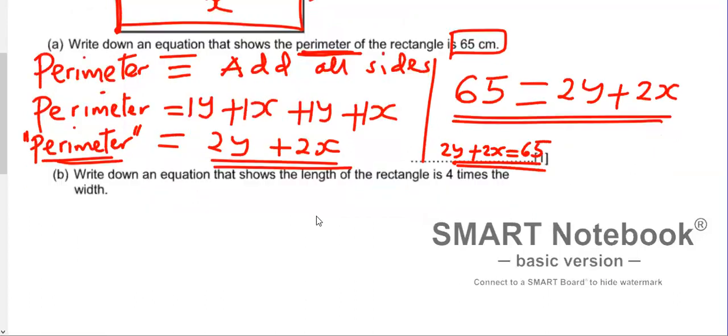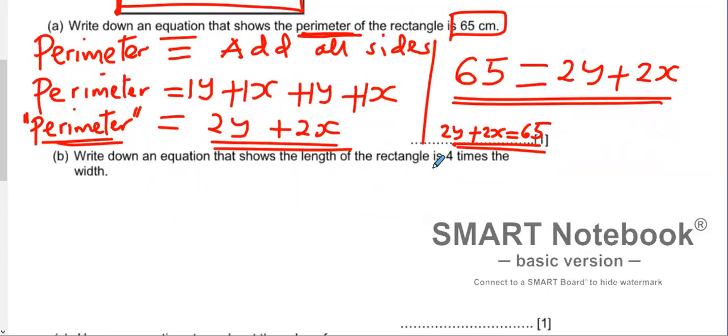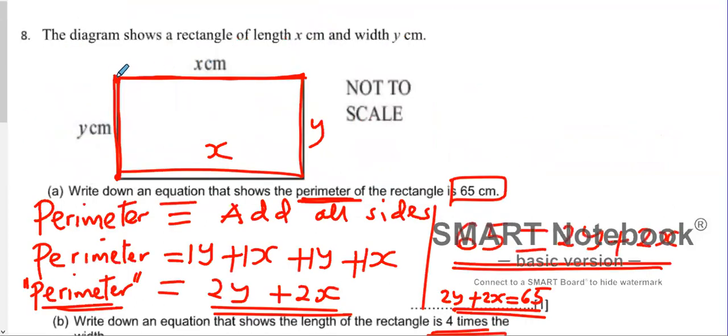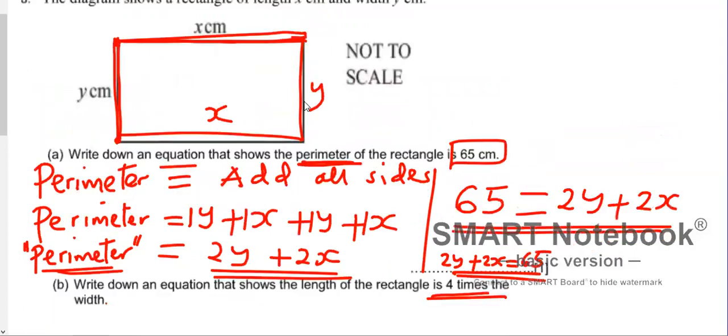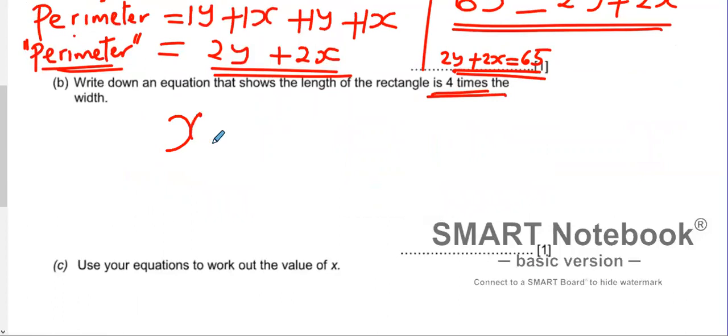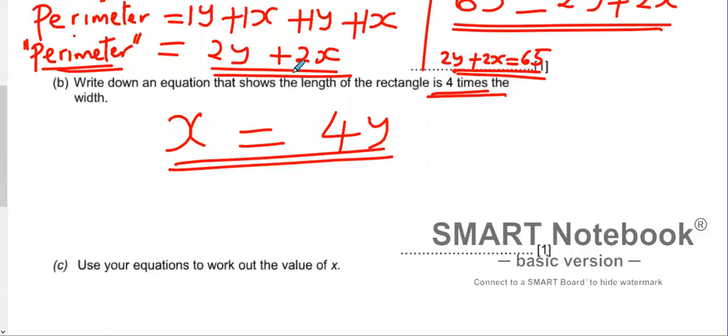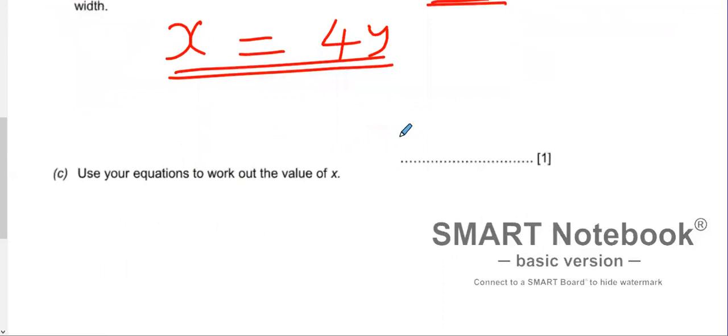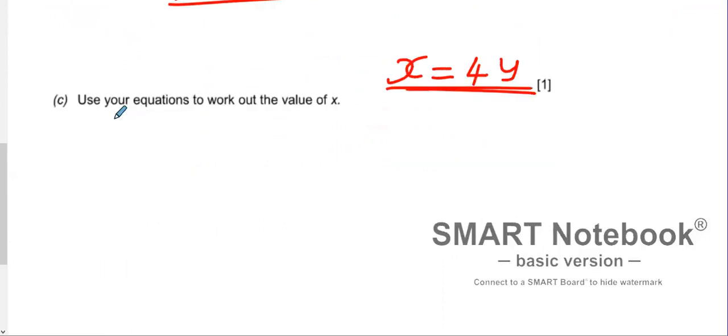Write down an equation that shows the length of the rectangle. The length of the rectangle, which is x, should be equal to 4 times the width, which is y. So the equation remains like that: x equals 4y. Here you write x, which is your length, will be equal to 4 times the width, which is y. This is the equation.